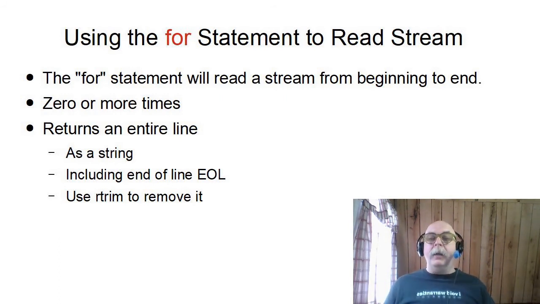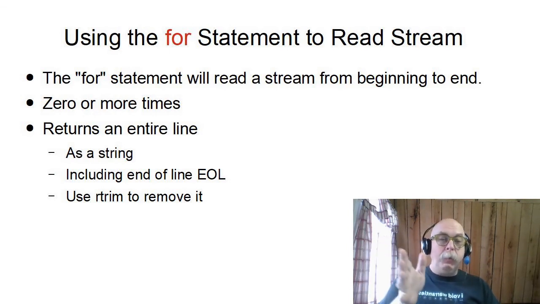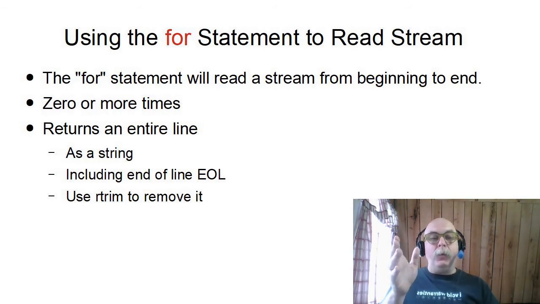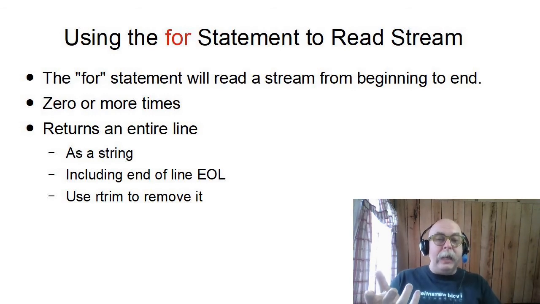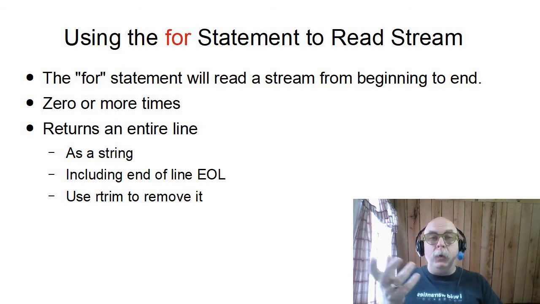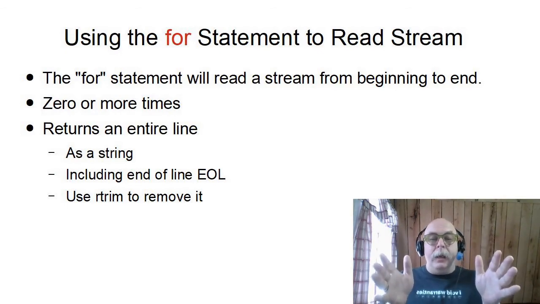Let's read it in. So we use the for statement, like we've seen for looping through items in a list, a dictionary, or a tuple. The for statement will read each line, one line at a time, from the file until there's no more data in the file, and then the for will just end. So the for statement will run 0 times if the file is empty, up to however many lines there are in the file. It returns an entire line as a string.